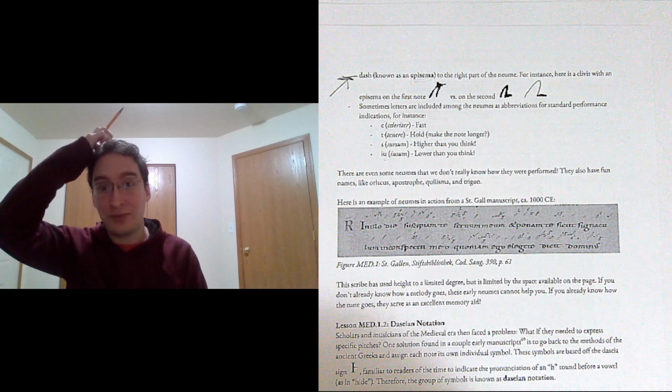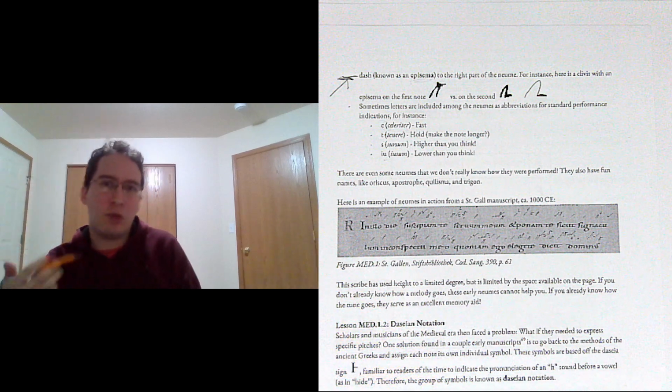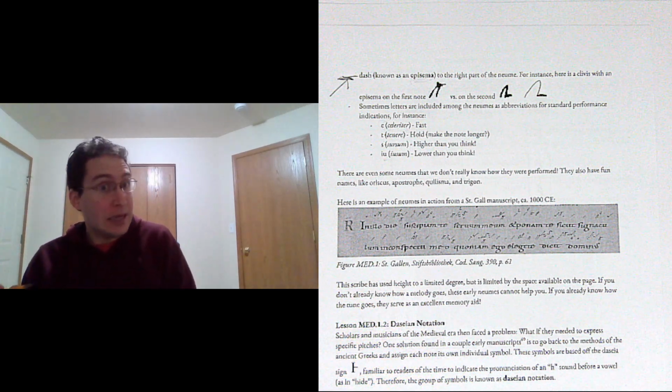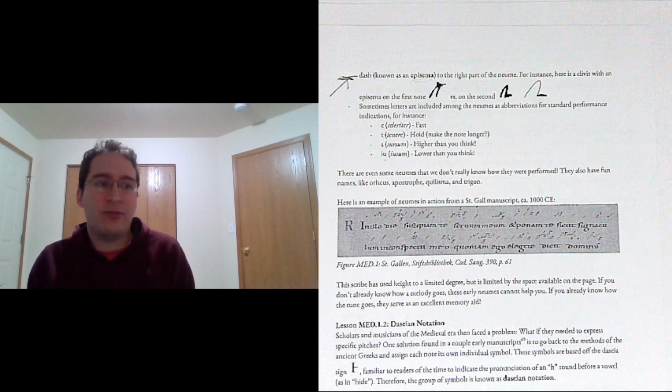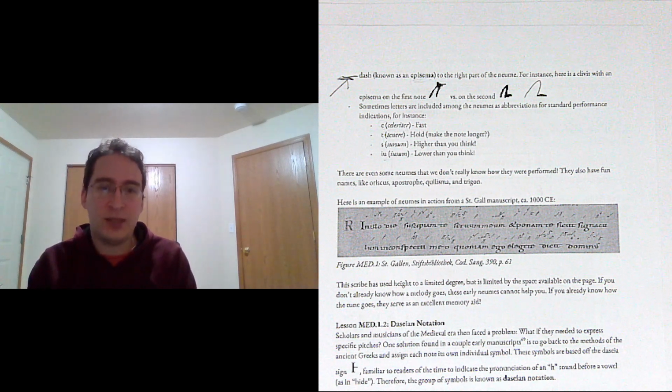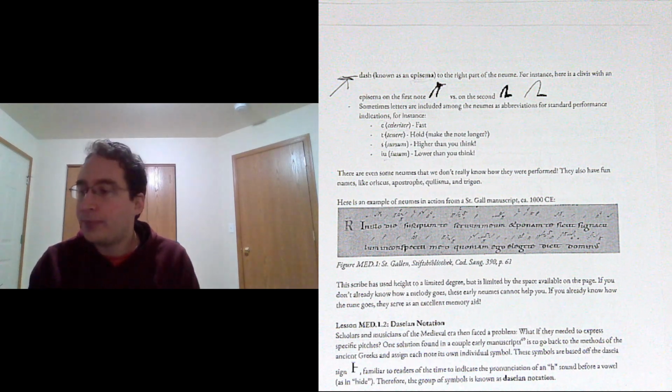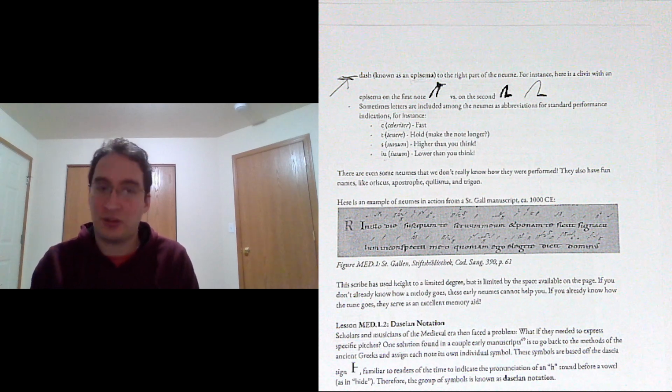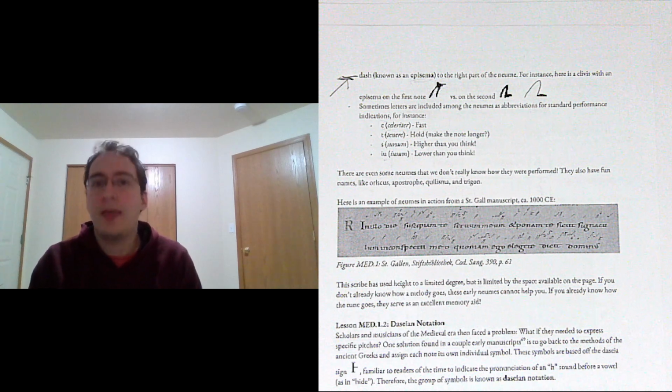There are also some neumes that we don't really know how they were performed. We don't have enough scholarship on these because they didn't really survive into further notational systems. They also have fun names like oriscus, apostropha, quilisma, trigon, and depending on the sources that you look at, they'll have various different interpretations for what these mean, but going from one source to another doesn't seem very consistent.